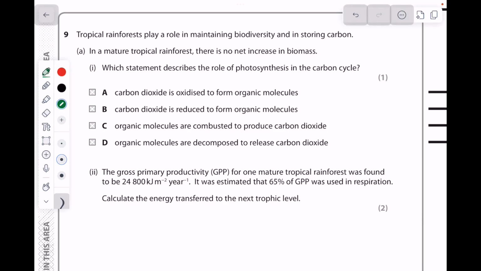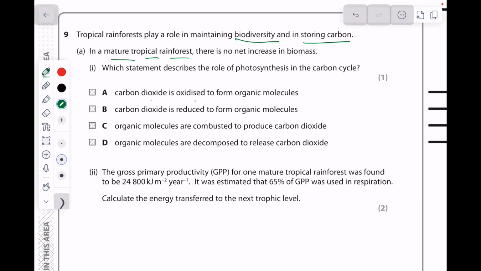9. Tropical rainforests play a role in maintaining biodiversity and in storing carbon. So, could be a bit of topic 4, could be a bit of topic 5. In a mature tropical rainforest, there is no net increase in biomass. Which statement describes the role of photosynthesis in the carbon cycle?